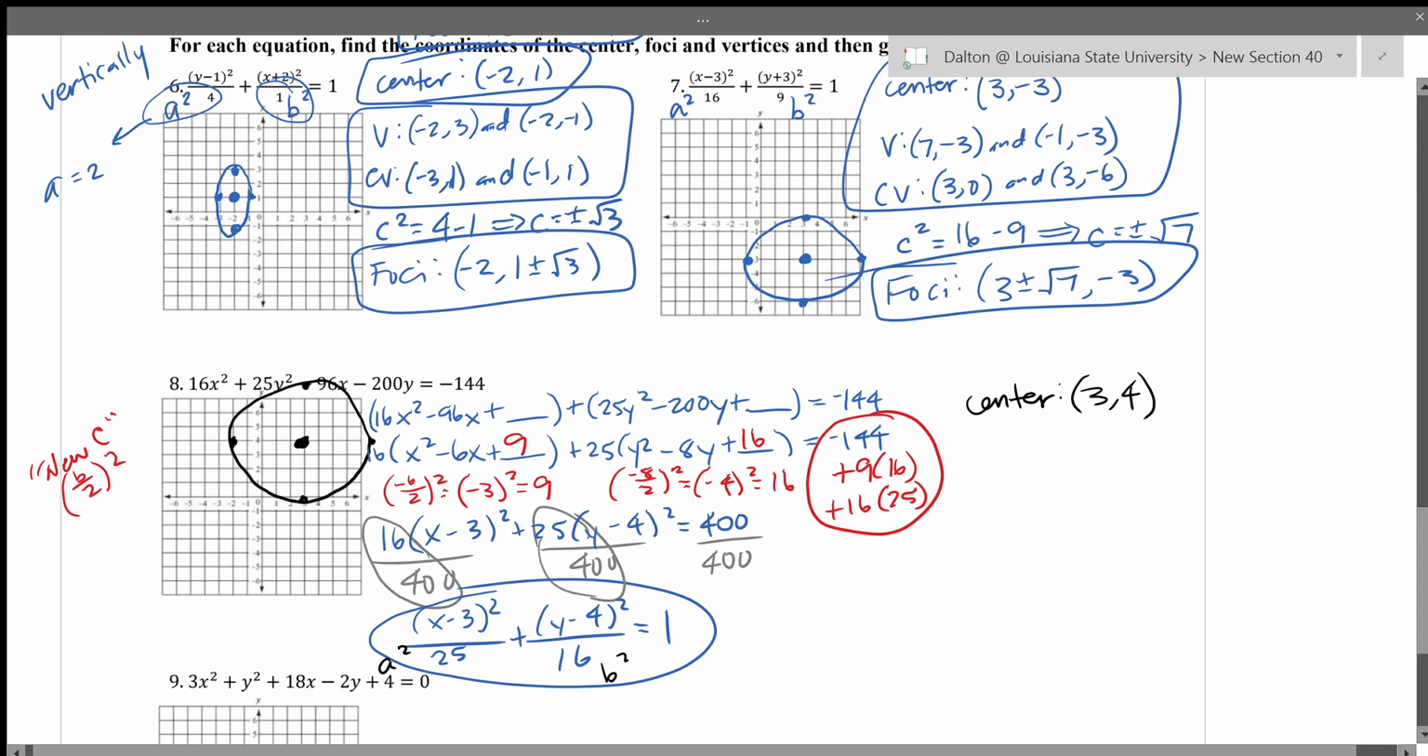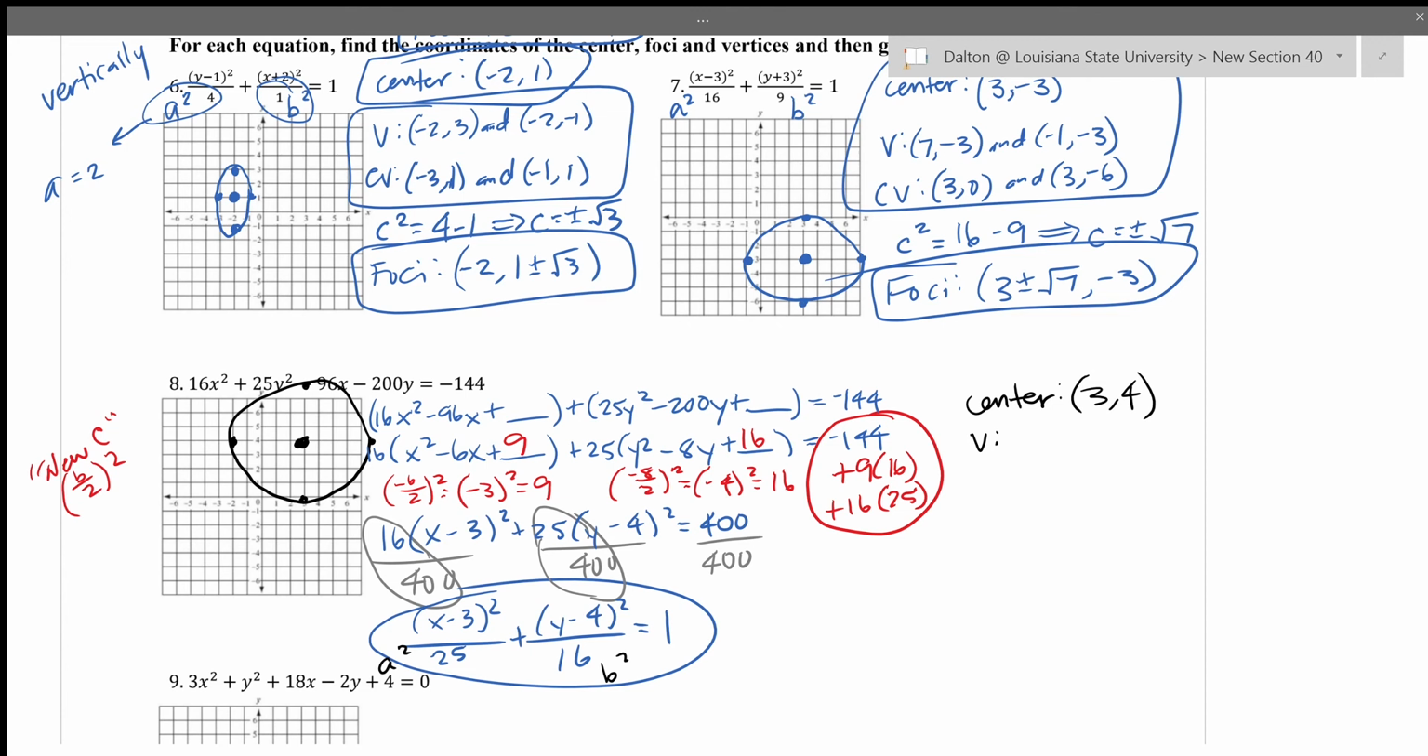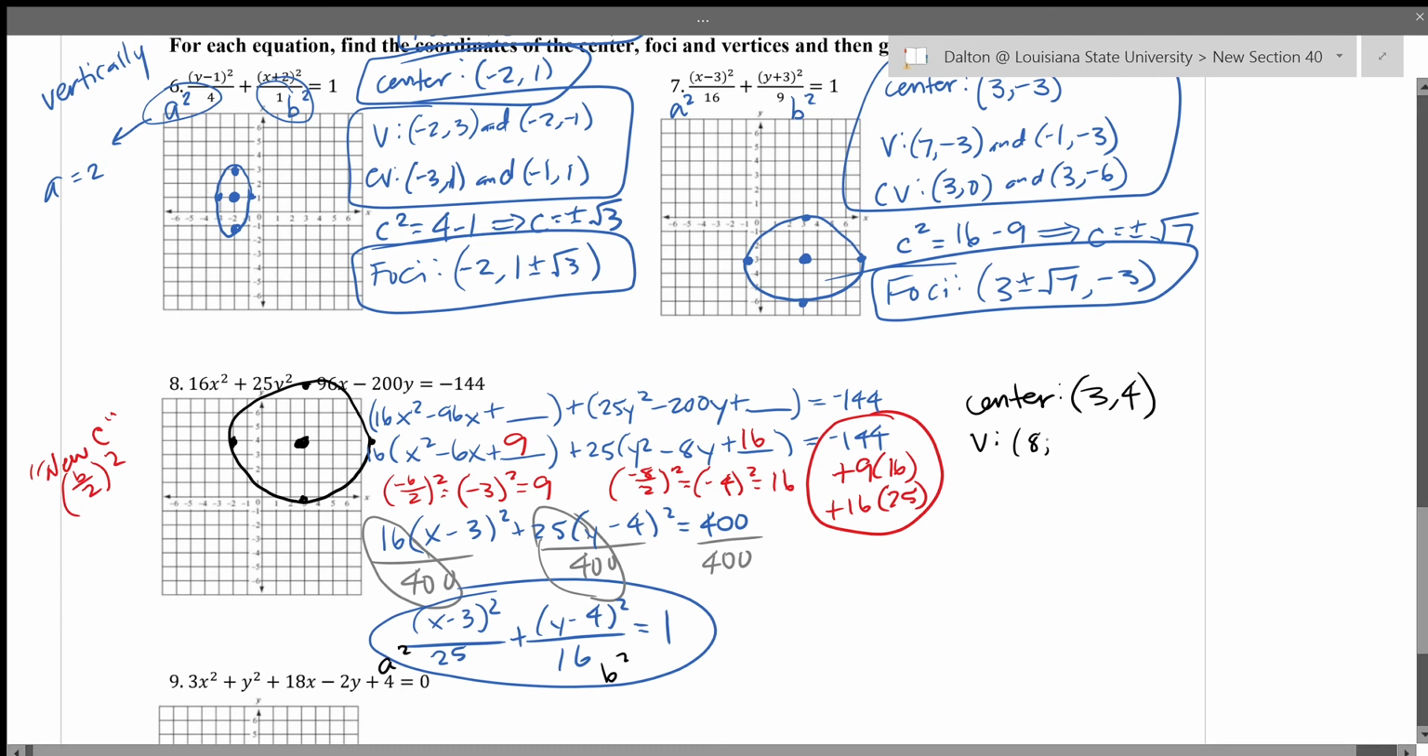And then graph that. It's hard to tell because it's only off by 1, but the major axis is going to be in the x direction because 25 is bigger. So those vertices are going to be 8, 4, and negative 2, 4. Co-vertices are going to be the shorter ones. That'll be 3, 8, and 3, 0. So this is the center, those are the vertices.